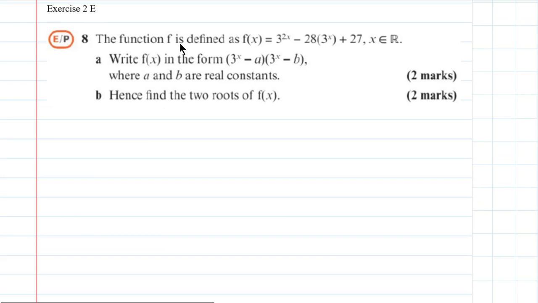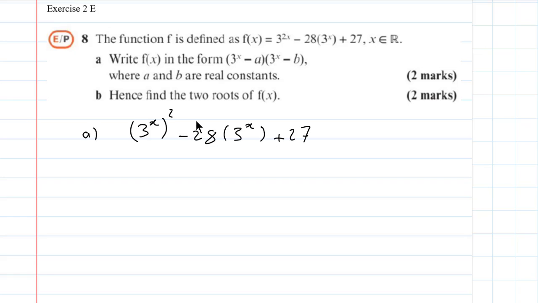Exercise 2e, the function f is defined as f of x equals 3 power 2x minus 28 times 3 power x plus 27, x is a real number. Write f of x in the form, okay, the question asks about factorization. And this is a very important question because we can rewrite f of x as the following: 3 power x all squared and then minus 28 times 3 power x and then plus 27. You should know that the quadratic expression is not only for x, but for any quantity.